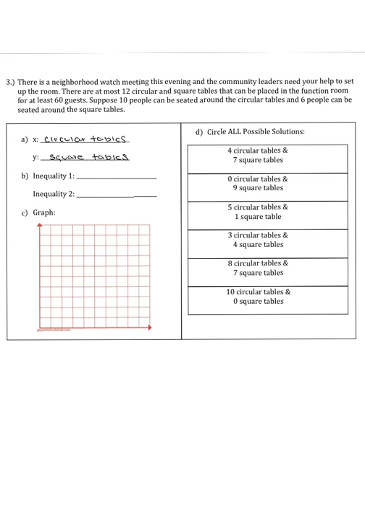All right. So now what I want to do is set up my inequality. Based on this, I know that 10 people can sit around the circular tables, so I have 10x. And I know that 6 people can be seated around the square table, so I have plus 6y is going to be greater than or equal to 60. The next one I'm going to have is there are at most 12 circular and square tables. So we know that x plus y is going to be less than or equal to 12.